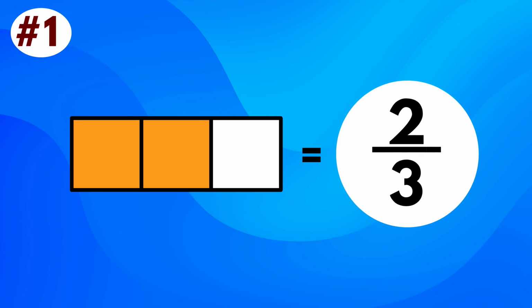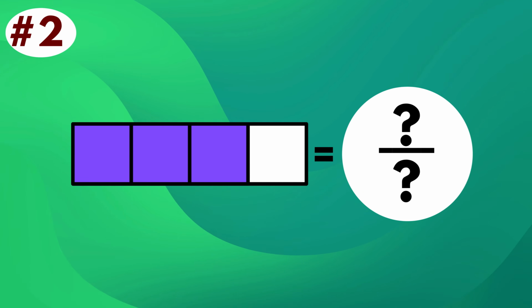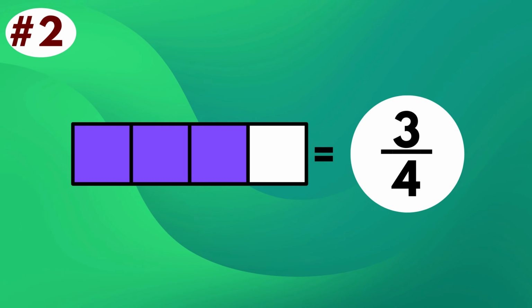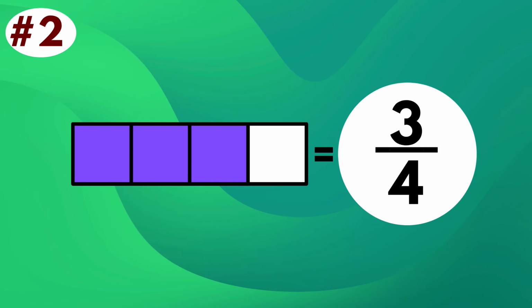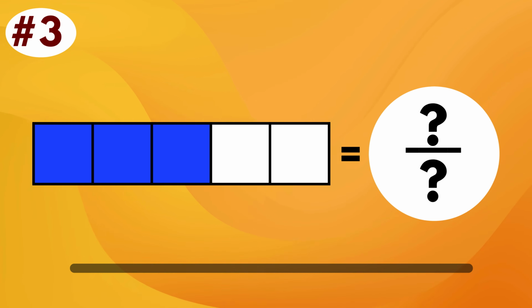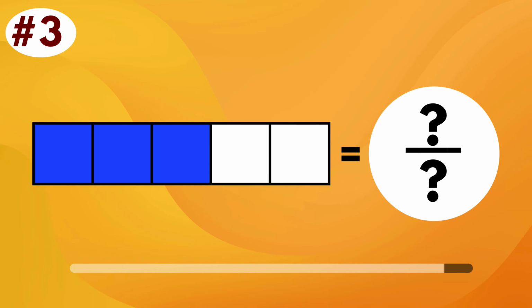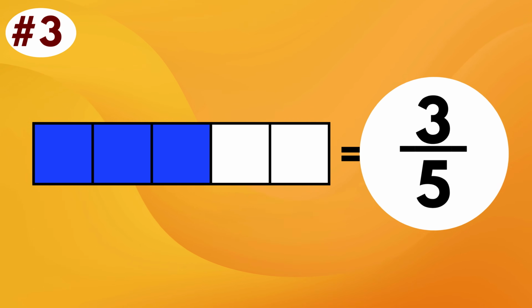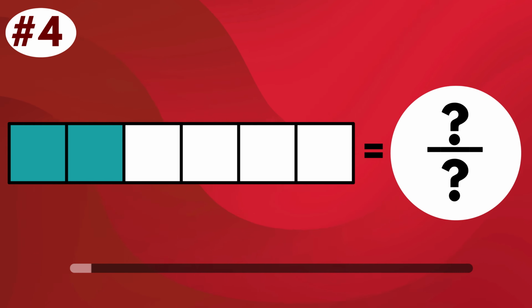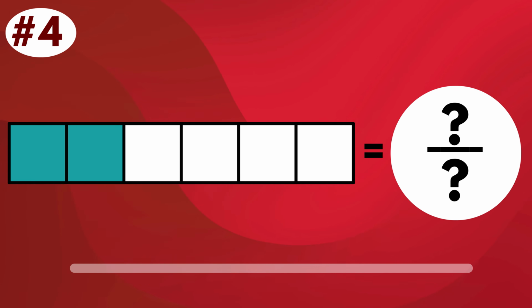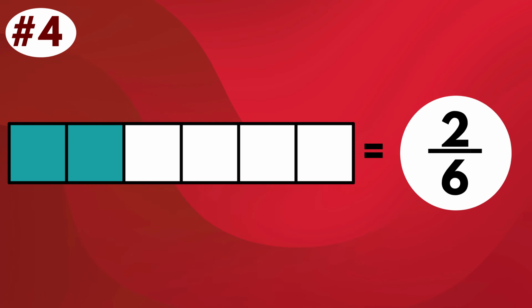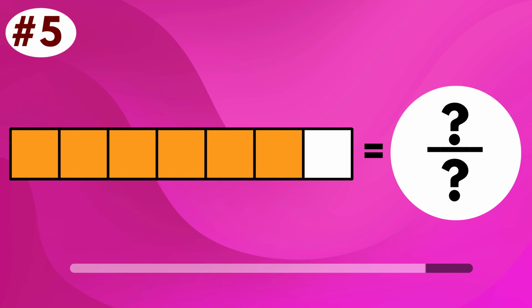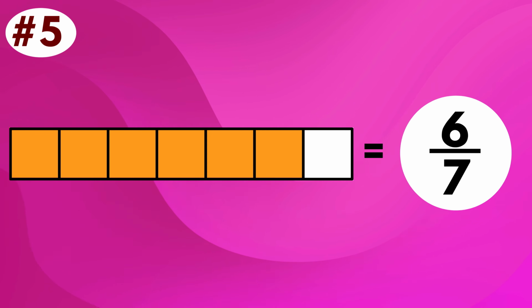Did you get it? 2/3. Bingo! 3/4. Correct. 3/5. You got it. 2/6. Amazing. 6/7.